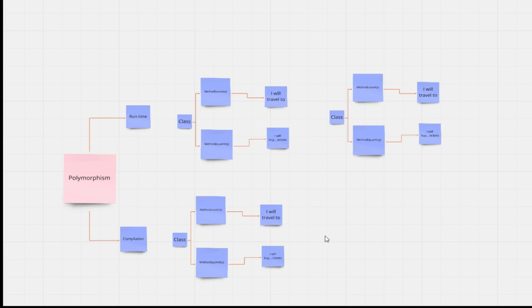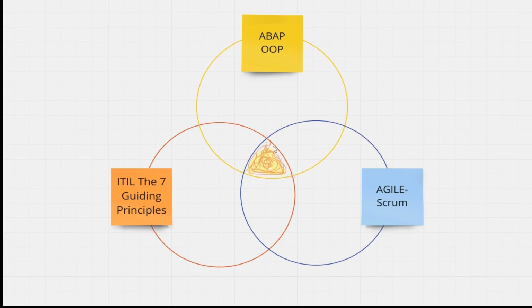I hope this is clear up till the moment. It will be more clear when we discuss the course in detail in a practical way. As we discussed in the beginning, the course is an intersection among ABAP object-oriented, agile methodology Scrum approach, and the ITIL 7 guiding principles. So now we're going to discuss practically how to write ABAP object-oriented code to be aligned with ITIL 7, the 7 guiding principles, and within the framework of Agile Scrum.